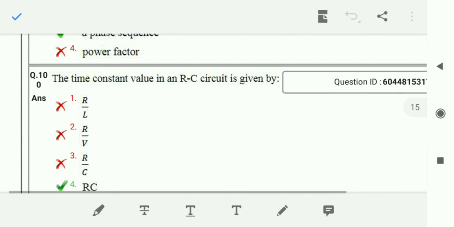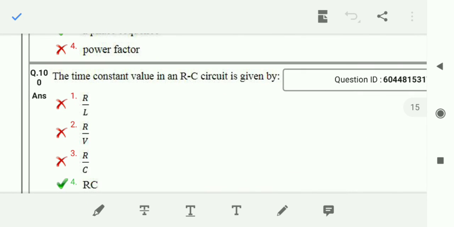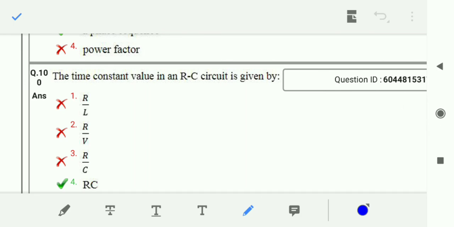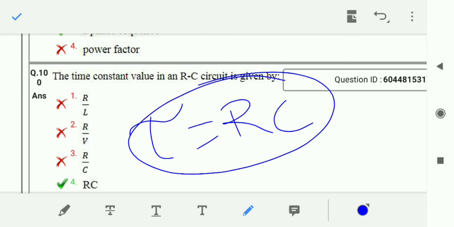Next, coming to question number 100. The time constant for the RC circuit, I already told you, RC circuit time constant is equal to what? Tau equal to R into C. So these are the questions.